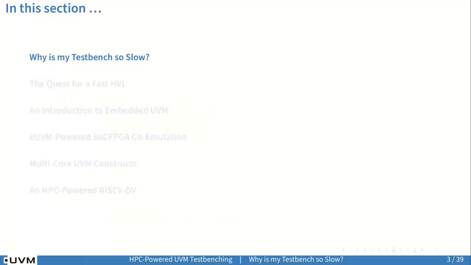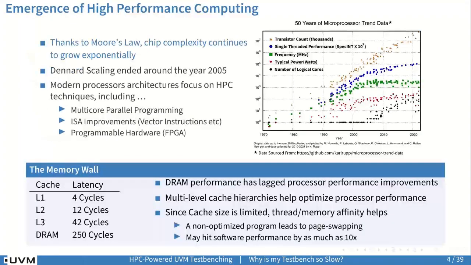So to start with, why test benches are slow. As processors become bigger and chips become more complex, we have reached a point where the clock frequency has stopped scaling. Till 2004 or 2005, that kind of time period, as the chip complexity grew, the processor frequency also grew. Meaning that you are verifying bigger chips, but you also have a machine which is capable of running faster.